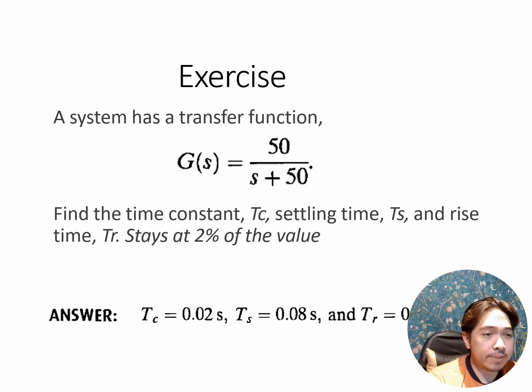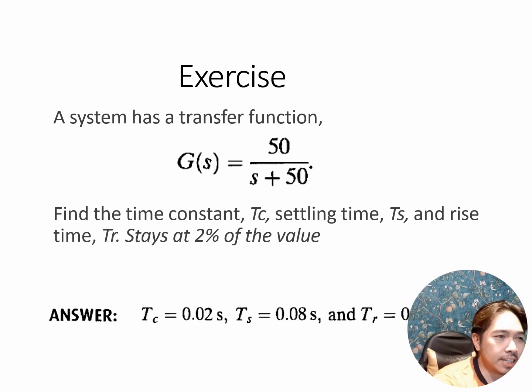Now that we know all of the concepts that we need to solve the system's time constant, let's have a sample problem. A system has a transfer function of G(s) equals 50 over s plus 50. Find the time constant, the settling time, and the rise time. The rise time stays at 2% of the value.